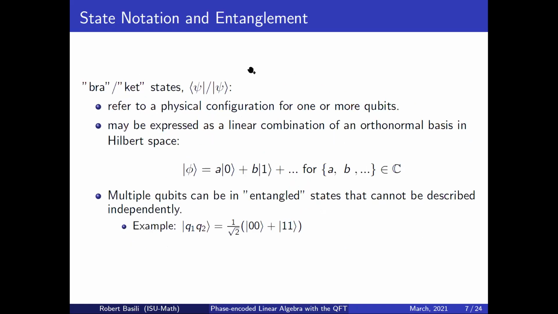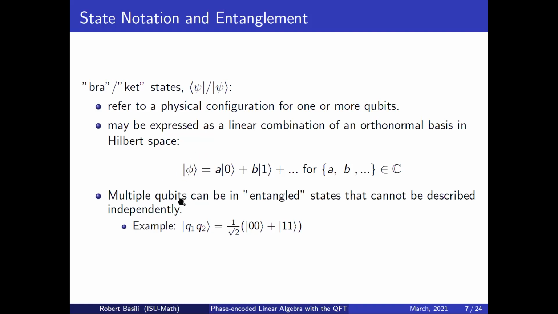What we'll be using to express the states of qubits is Bra and Ket notation, where a Bra or Ket refers to a physical configuration for one or more qubits, and may be expressed as a linear combination of an orthonormal basis in Hilbert space, such as this one, where this 0 would represent some qubit string, as this one would represent some other qubit string, and these coefficients can be any complex number, and thus the linear sum forms this qubit state.